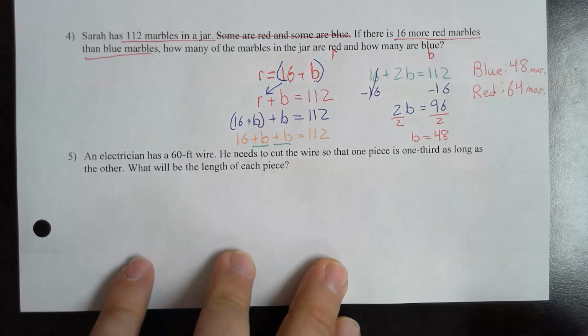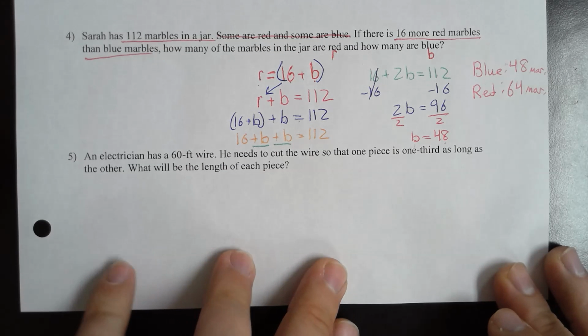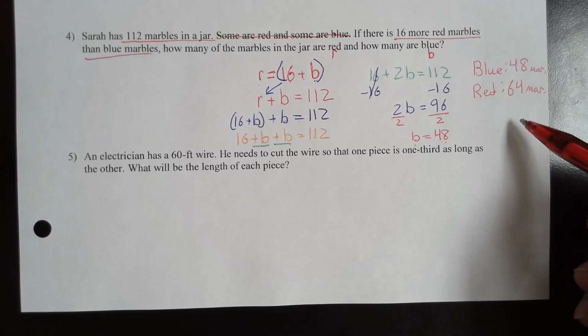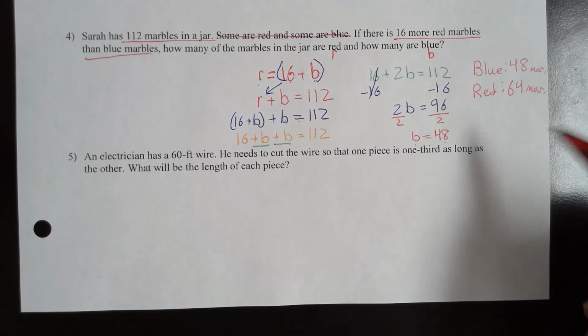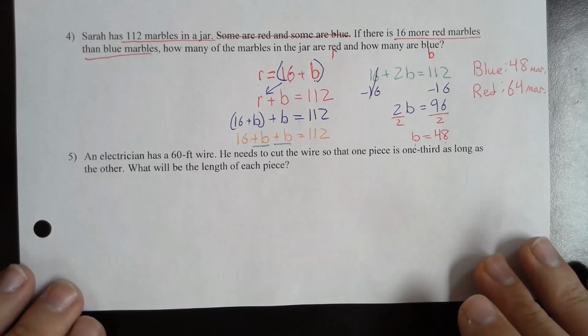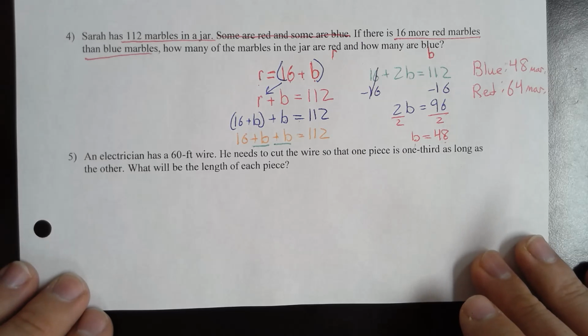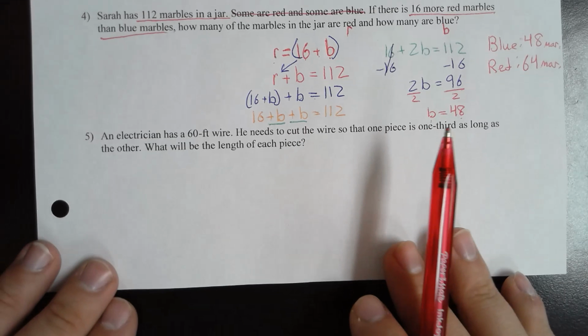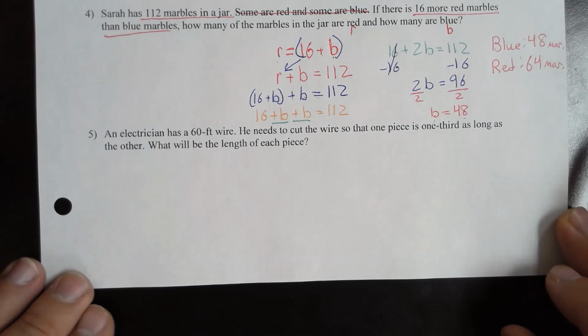Okay. So we have 48 blue marbles, 64 red. Okay. Questions so far? Okay, we have to use our information to break it down, set it up, and then just solve our problem. Okay, let's look at number 5.